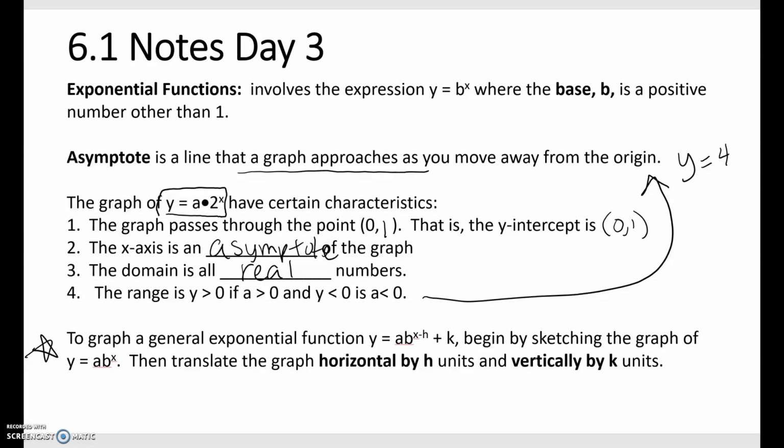At the very bottom of this slide, I just put a little hint of how we get the movement of our graph. So to graph a general exponential function, this is what it looks like. Your h here is actually moving the graph horizontally. Your k is moving it vertically. So this one's going to move it left and right. Your k is going to move it up and down.